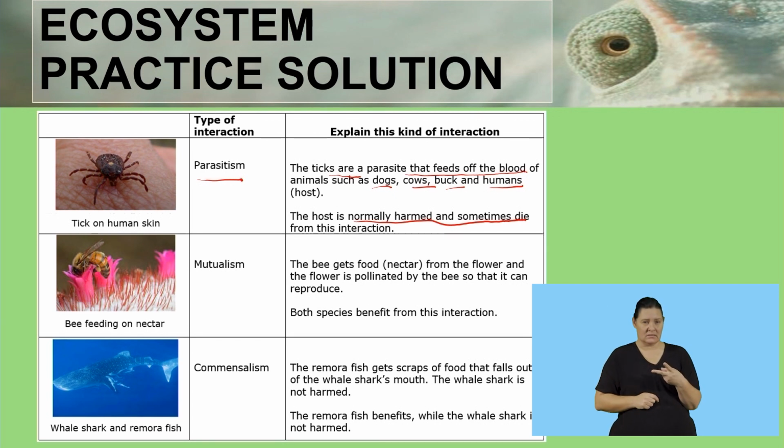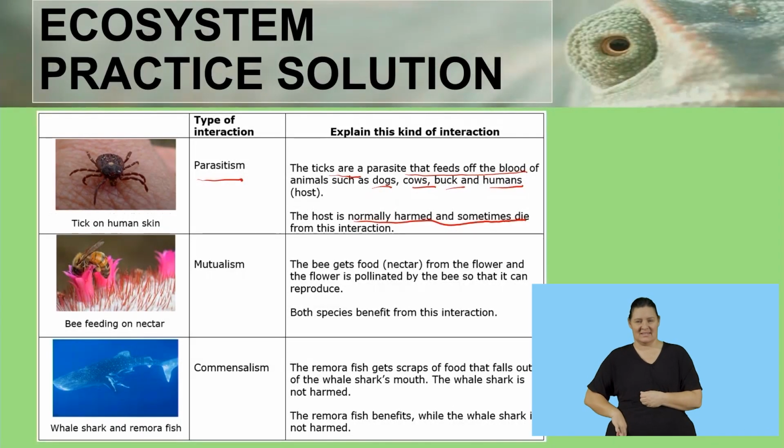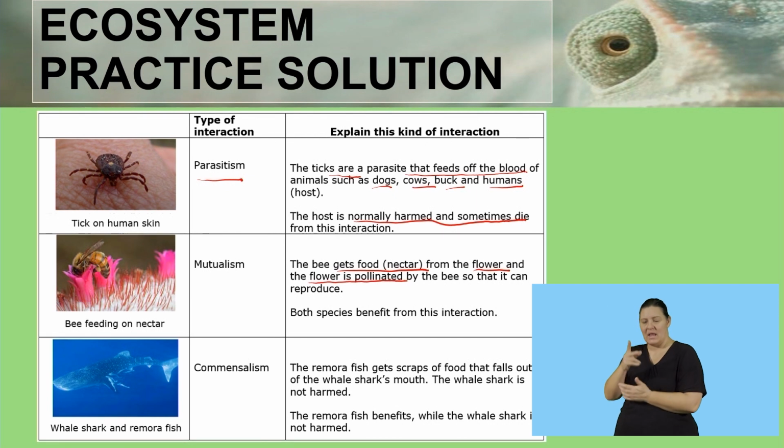Right, moving on to the second one, we have mutualism. Mutualism, remember we said they both benefit. It's a mutual interaction. So mutualism here, we have the bee gets food, which is the nectar, from the flower. And then this flower is pollinated by the bee so that it can reproduce. So both of these species do what? They benefit from the interaction with each other. Hence, we are saying it is mutualism.